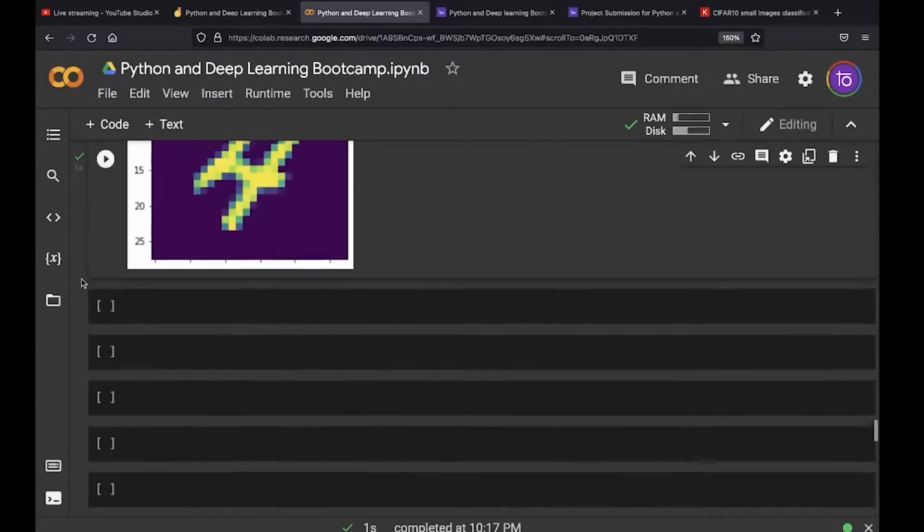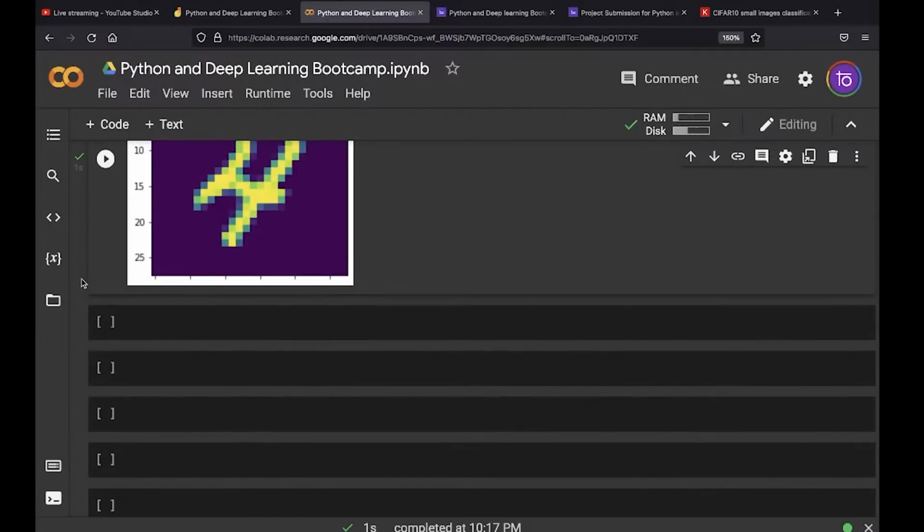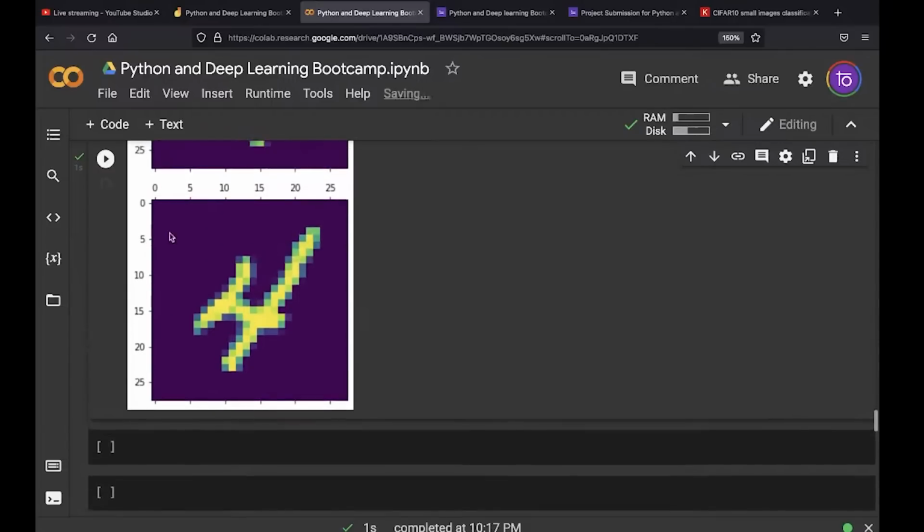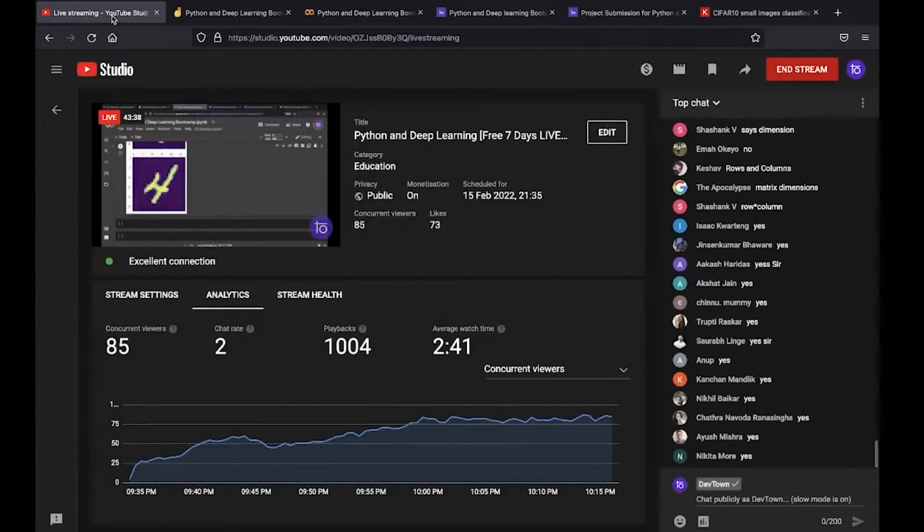So over here, the data set is all about numbers. We have a lot of images, and each image contains a number from 0 to 9. Now we are going to give some image, and our model is going to classify which number is there. Is it 1? Is it 2? Is it 3? Is it 4? So on and so forth. Is this clear to everyone? Yes or no?